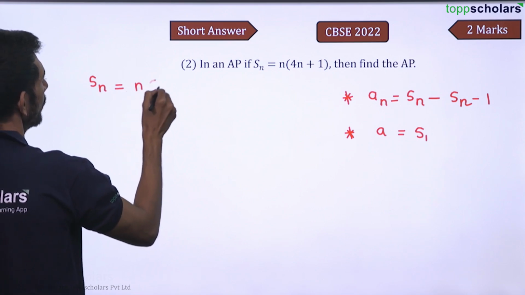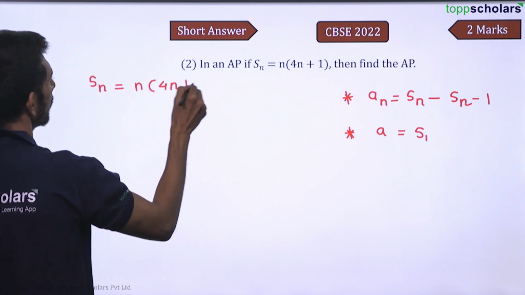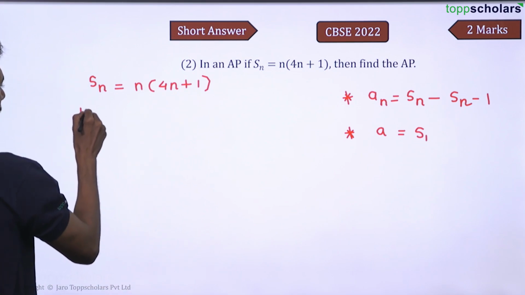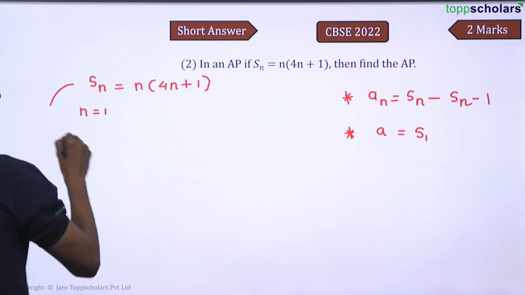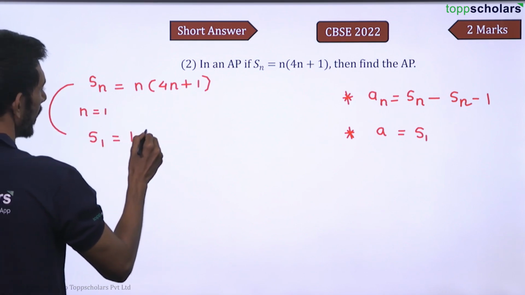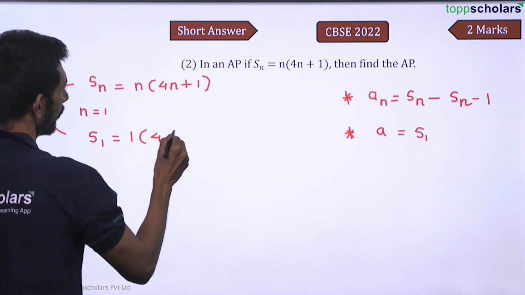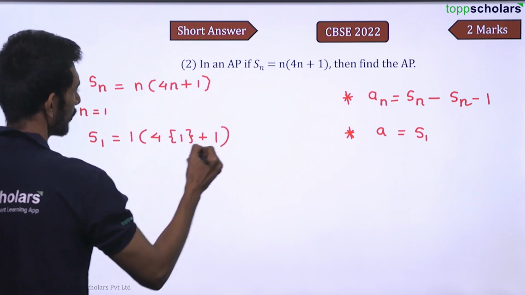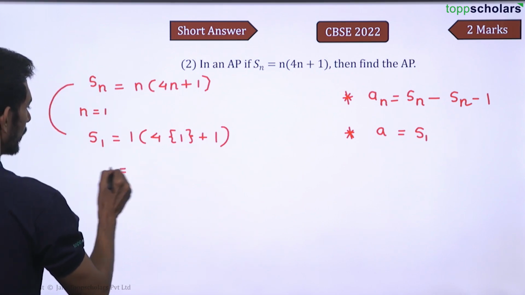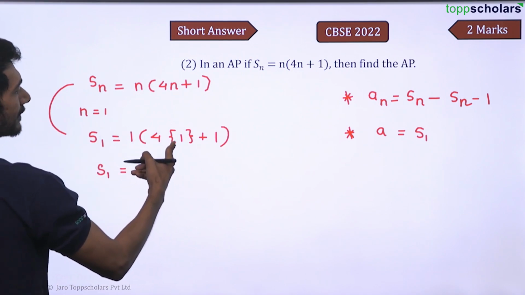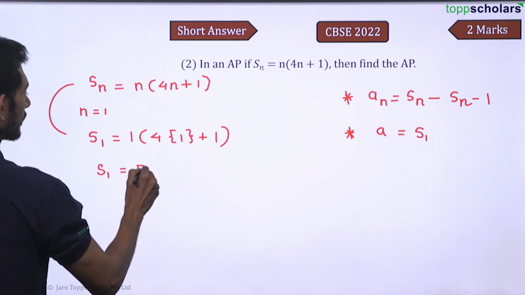That is n into 4n plus 1. Let's put n as 1. Put n is equal to 1. So can I say S1 will be equal to 1 into 4 into 1 plus 1? So S1 is equal to 4 1s are 4, 4 plus 1 is 5.